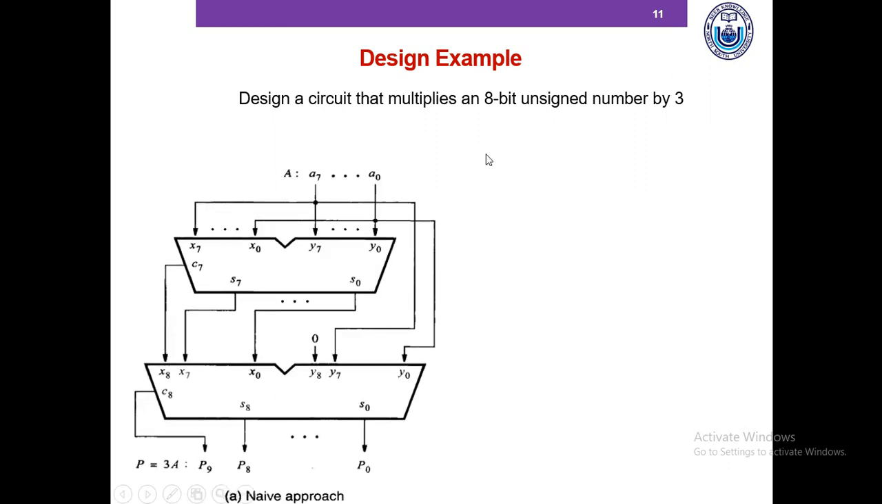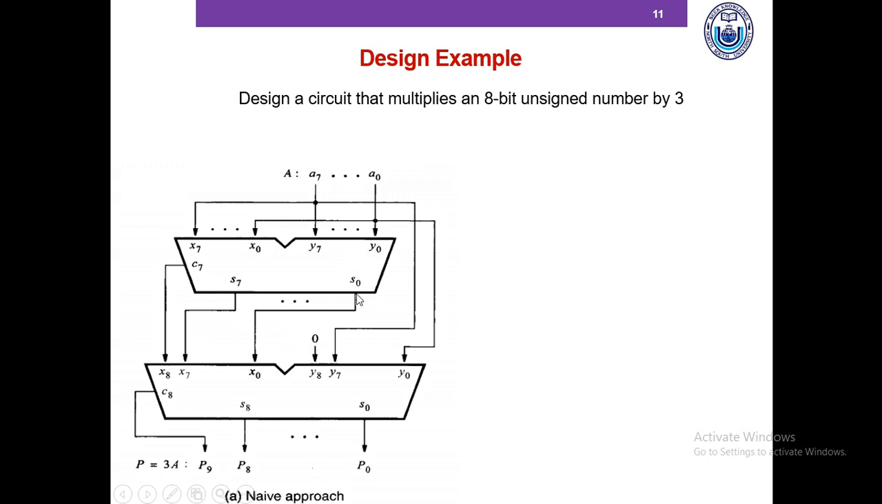So hopefully you've been able to solve this. It can be solved using 2 approaches. The first one is a rather naive approach, using 2 8-bit ripple carry adders. In the first adder's input, I'm giving A and A. So here x is equal to A, y is also equal to A. So the output of the first ripple carry adder will be 2A.